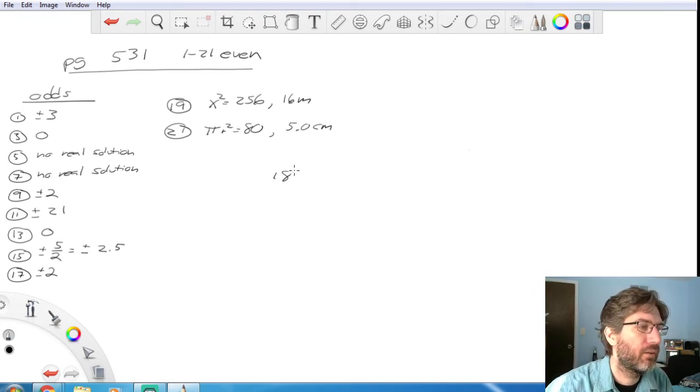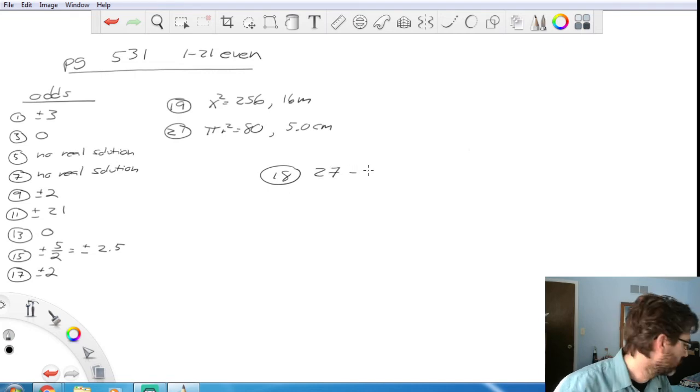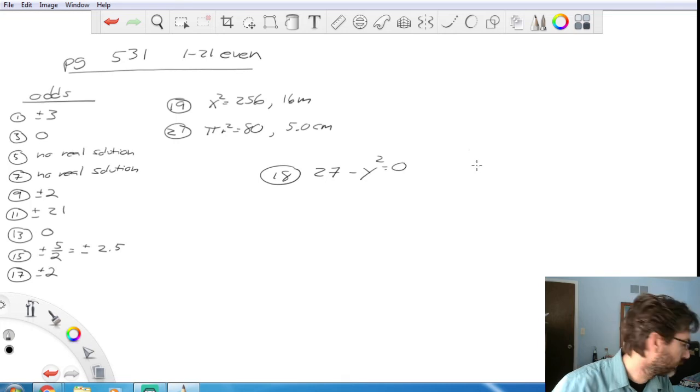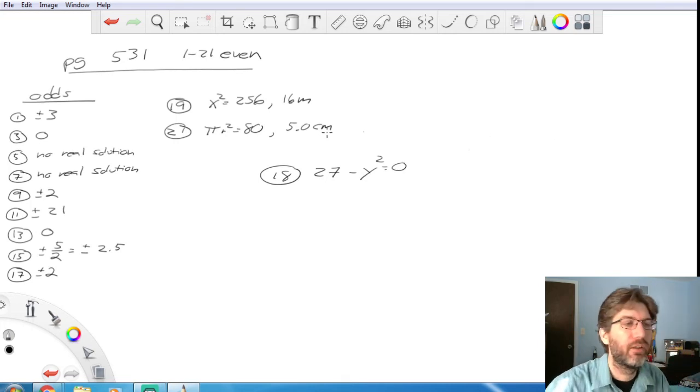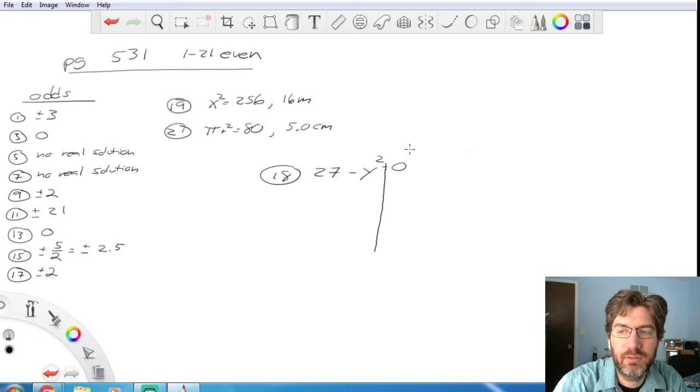But you get 18 here. We have 27 minus y squared equals 0. All right, we just want to solve for y. So just do our algebra. The only problem with this one is that you're going to get an ugly square root, so just leave it under the radical when you're done.